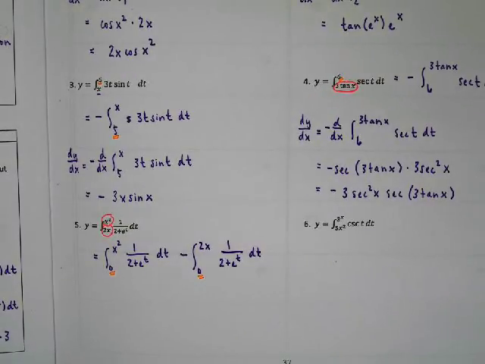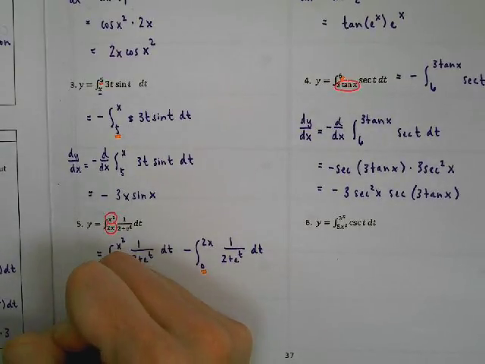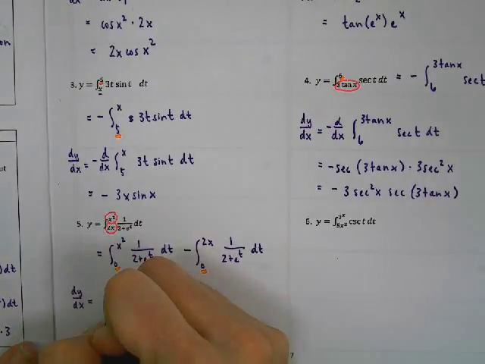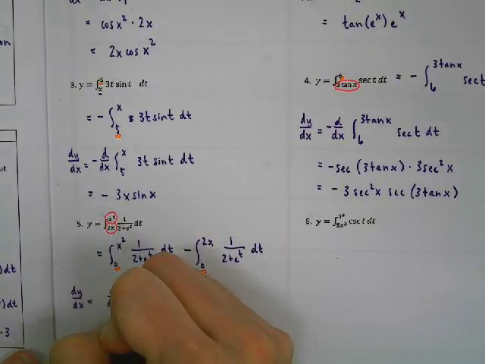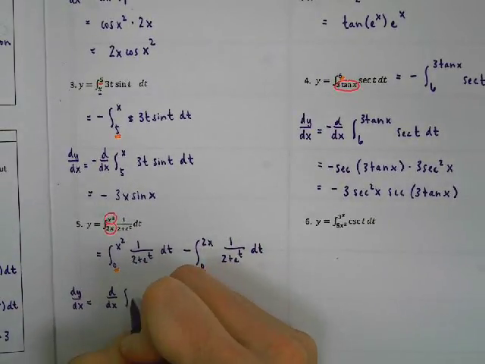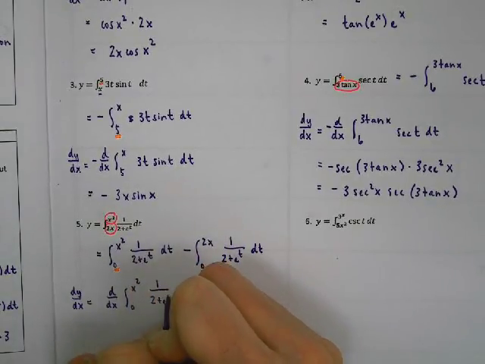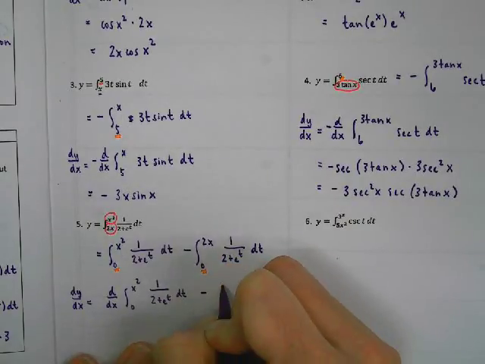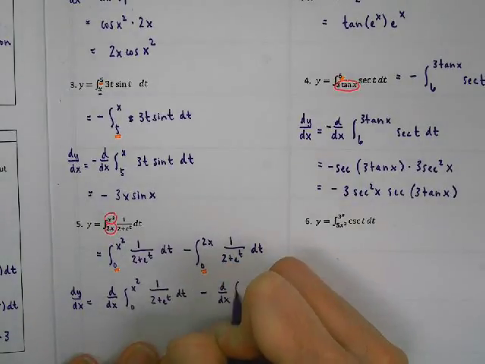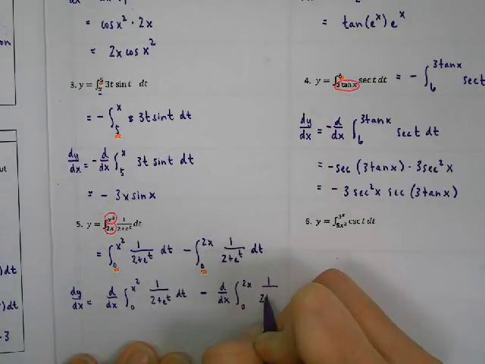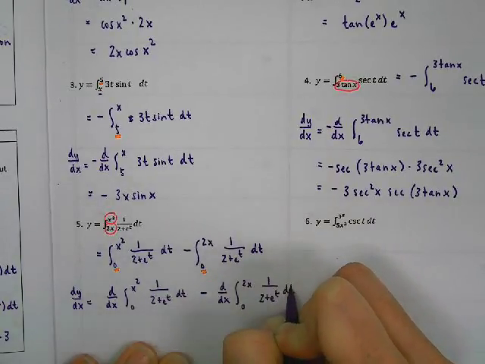So now if I'm going to differentiate it, I'm going to take the derivative of each one. Derivative with respect to x of the integral from 0 to x squared of 1 over 2 plus e to the t dt, minus the derivative of the integral from 0 to 2x of 1 over 2 plus e to the t dt.